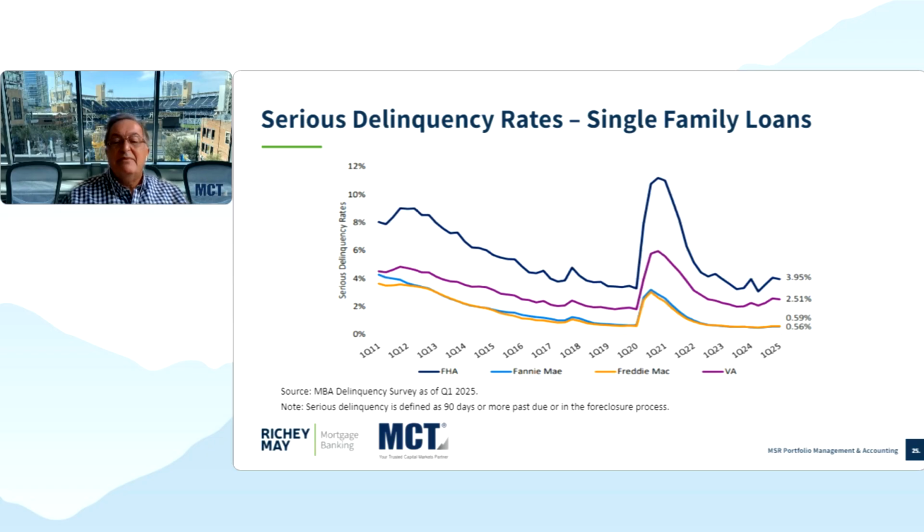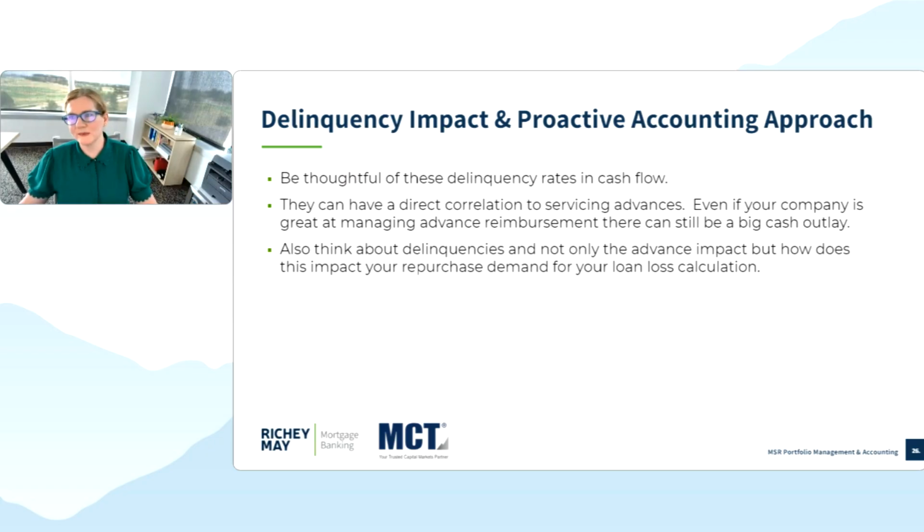Okay. I'm going to go through this one really quickly. Just be thoughtful of cash flow for delinquency rates. Also, there's often a direct correlation with servicing advances. When you see those delinquency rates tick up, even if your company is amazing at getting those advances back, it still eats up a lot of initial cash flow. And just also thinking about potential impacts on repurchase demands, which impact your loan loss reserve. I would just focus a little bit on that too as you see those changes in delinquency rates.